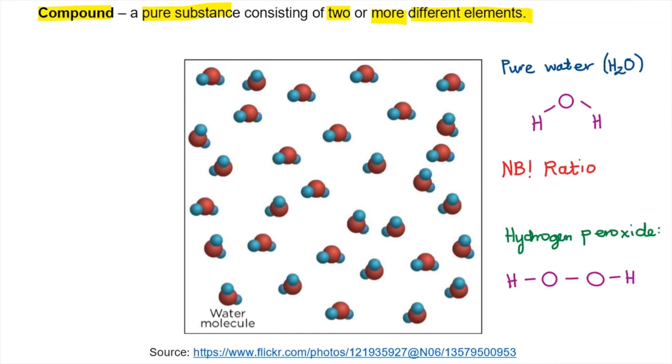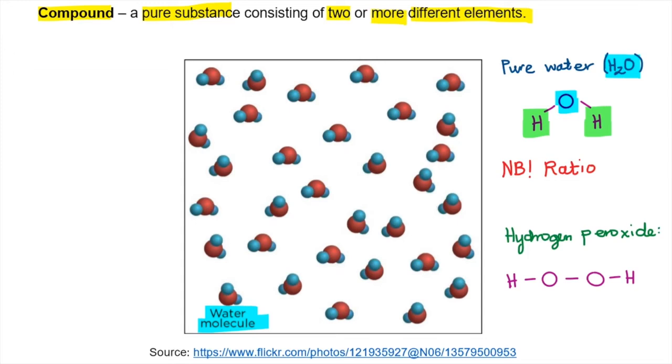A good example of a compound is the water molecule. The water molecule is called H2O because it contains one oxygen atom that is bonded to two hydrogen atoms. In a mixture, which is not a pure substance, the different components can be mixed in any ratio. But when we look at a compound, the ratio in which atoms bond is extremely important.